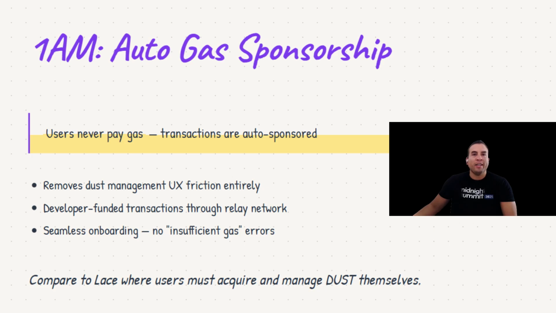The relay network pays fees on the user's behalf. As a developer, this is completely transparent. Your code doesn't change, but your user experience is dramatically better. No insufficient gas errors, no onboarding frictions, no dust faucet dance. Compare that to Lace where users must acquire and manage dust themselves. For consumer-facing DApps, this difference is massive.